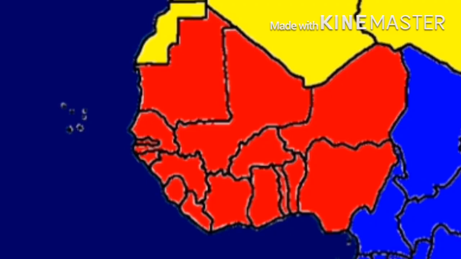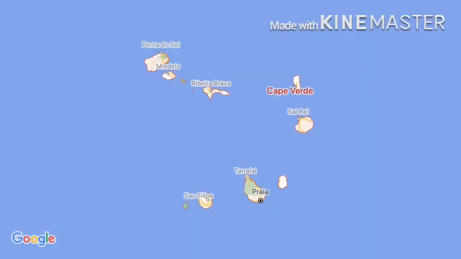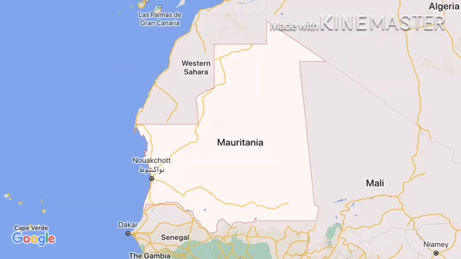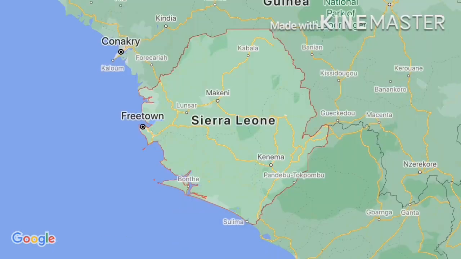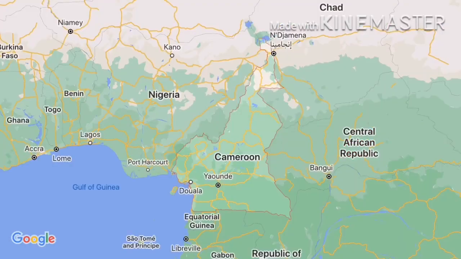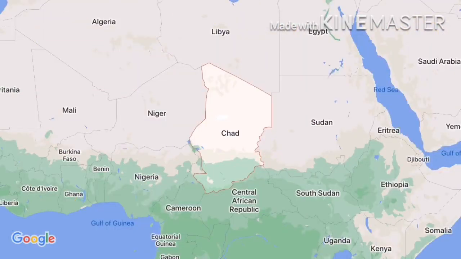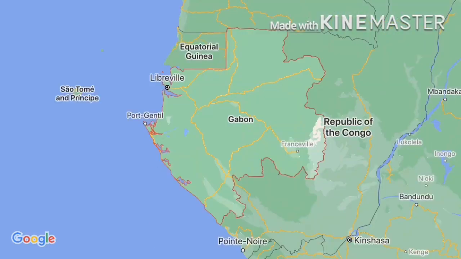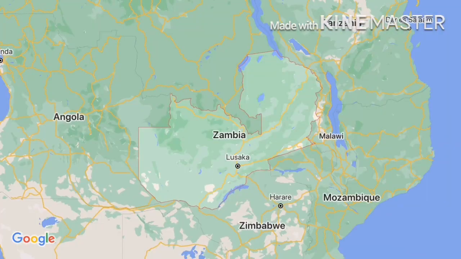Western Africa will include the following 16 states: Benin, Burkina Faso, Cape Verde, Gambia, Ghana, Guinea-Bissau, Ivory Coast, Liberia, Mali, Mauritania, Niger, Nigeria, Senegal, Sierra Leone and Togo. Thirdly, let's look at Central Africa. Central Africa will include the following 10 states: Angola, Cameroon, Central African Republic, Chad, Republic of Congo, Democratic Republic of Congo, Equatorial Guinea, Gabon, Sao Tome and Principe and Zambia.